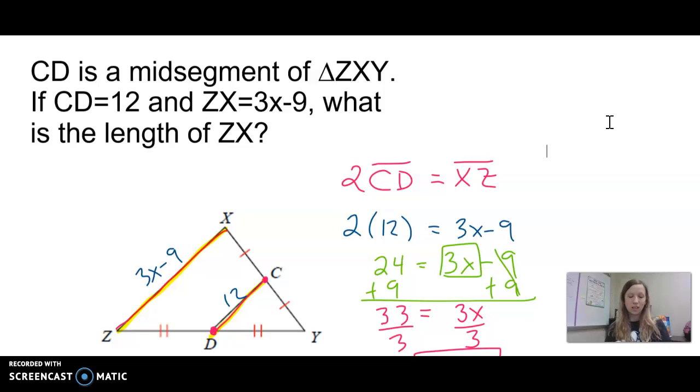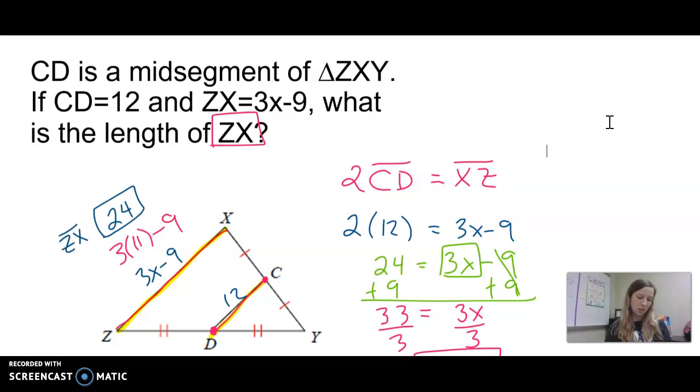It said, what is the length of ZX? So ZX is over here, 3x minus 9. And so all I have to do is replace x with 11 because we found out that x is 11. So 3 times 11 is 33. Minus 9 is 24. So the length of ZX is 24. That is our final answer.